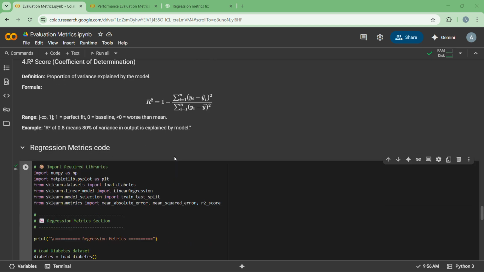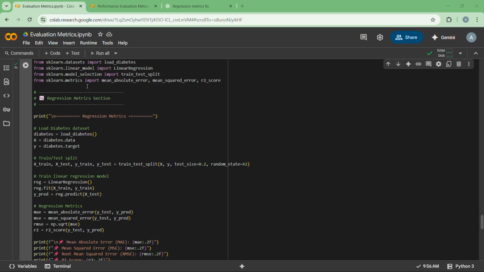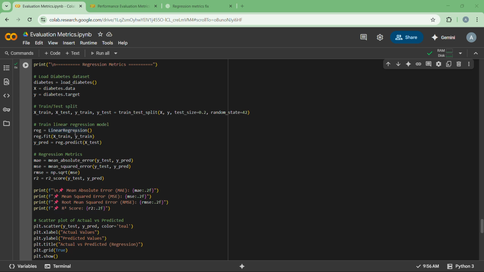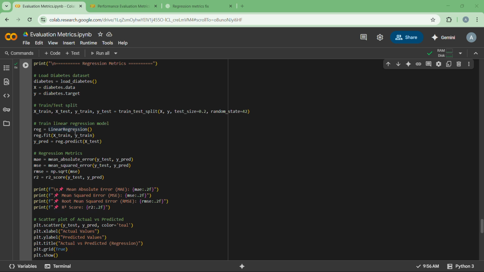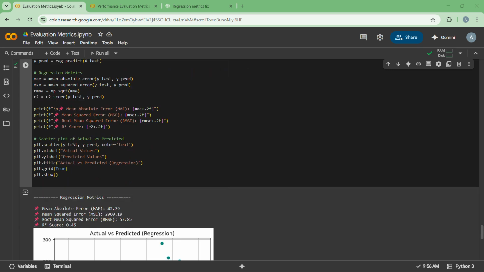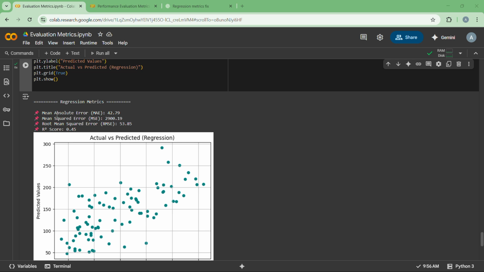So here is the regression metrics code. We import numpy and the Python libraries. Then we load the data set, do the train test split, and use the linear regression model. We find the MAE, MSE, RMSE, R square, print the values, and plot a scatter plot of actual values versus predicted values. Here is the output, I will run it again.